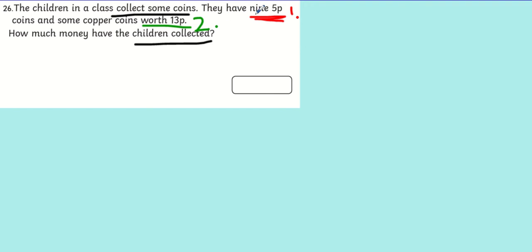So they have 9 5p coins. How could we write that as a number sentence? 9 5p coins. 9 lots of 5. Have a go and we'll see if you're right. Write it down as a number sentence. Yes, indeed, 9 lots of 5, or 9 times 5. That's what we need to do to find out how much money is here. So, if you've got some 5p coins, that would be great. You can grab yourself 9 5p coins, maybe set them out on the table and use those to help you count. Or you can use your fingers, can't you?